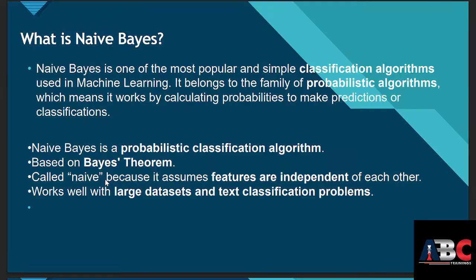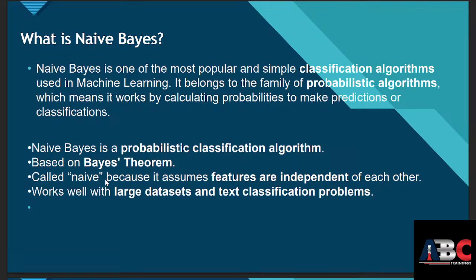Now let's focus on the simplest and most efficient classification algorithm in machine learning, known as the Naive Bayes algorithm. Naive Bayes is a probabilistic classification algorithm based on Bayes theorem. It is called Naive because it assumes that all features are independent of each other, which is a strong but simplifying assumption. Even though this assumption may not always be true in real world data, the algorithm often performs surprisingly well in many applications.